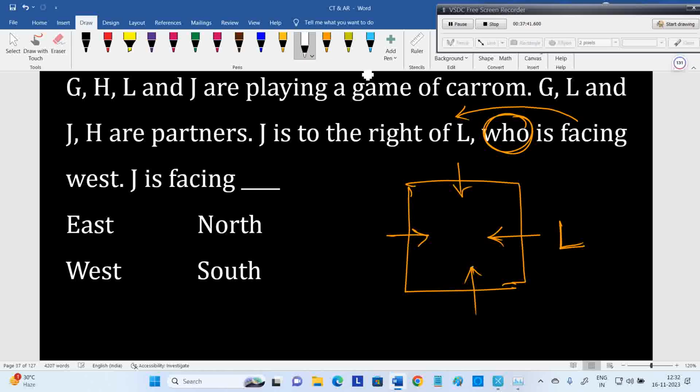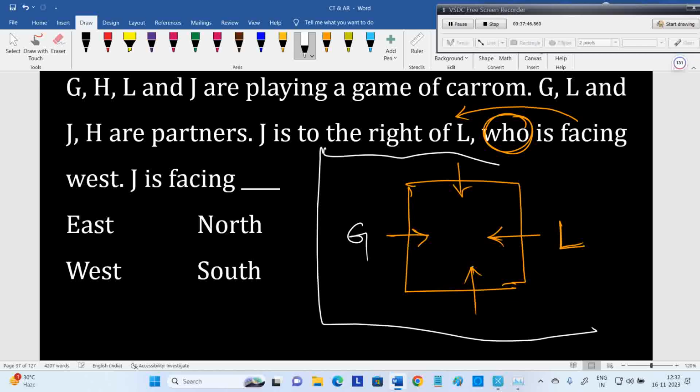As G and L are partners, G will be here. Next, J is to the right of L. On L's right side, J should come. Listen, in a square or circle or any closed arrangement, right means immediate right. Otherwise, as this is a closed arrangement, right would cover all people. We should generally consider right as immediate right. J is immediate right of L, so J must be here. L's right side is this. You are facing like this, right will be like this. So here should be H.